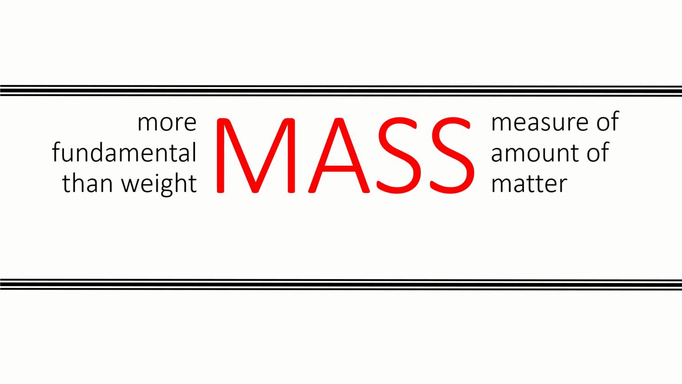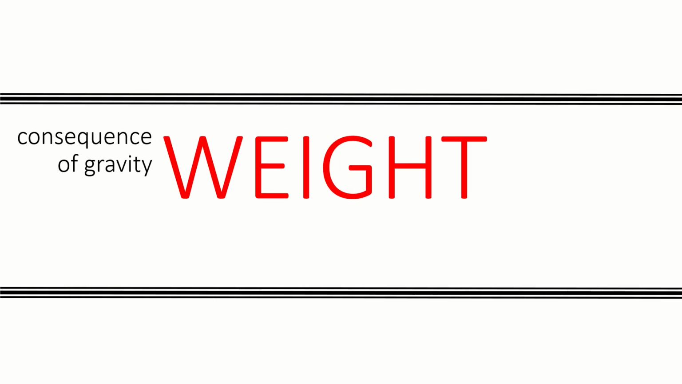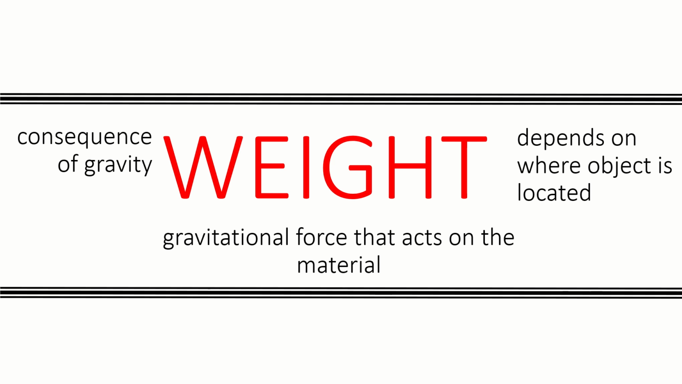So mass versus weight, mass is basically more fundamental than weight. It's a measure of amount of matter, depends only on the number and kind of atoms that you have. For weight, it's a consequence of gravity, depends on where the object is located, and the gravitational force that acts on the material. And remember, for weight, since the unit is Newton, when you want to solve the weight, it is just mass times the gravity. Galing lang naman siya dun sa definition ng force na mass times acceleration. And the gravity here is the acceleration due to gravity.